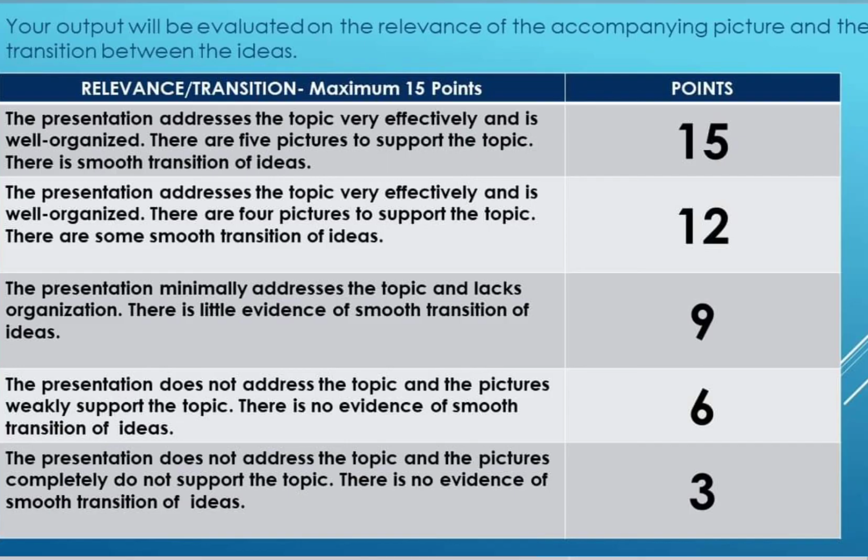Here are the criteria for judging your outputs. The presentation addresses the topic very effectively and is well organized. There are 5 pictures to support the topic. There is smooth transition of ideas, 15 points. The presentation addresses the topic very effectively and is well organized. There are 4 pictures to support the topic. There are some smooth transition of ideas, 12 points.